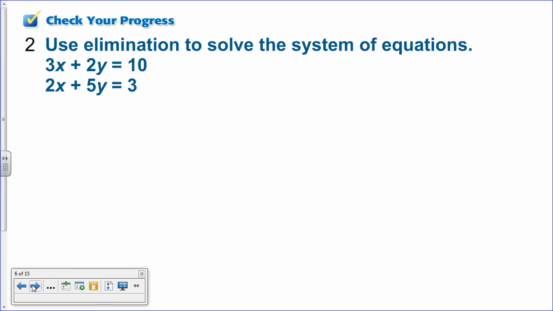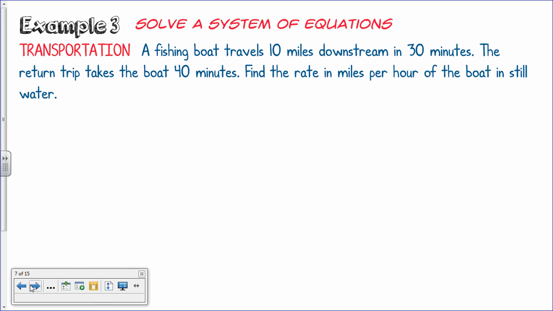Everybody got it? Okay. All right, this is the one I was talking about. This is probably going to be on your test, or one similar to it. Very, very similar. The CYP that we have after this one will probably definitely be on your exam. I want to even go further to say that you might see one on the EOI test that's very similar to this. A fishing boat travels 10 miles downstream in 30 minutes. The return trip takes about 40 minutes. We want to find the rate in miles per hour of the boat in still water, no current.